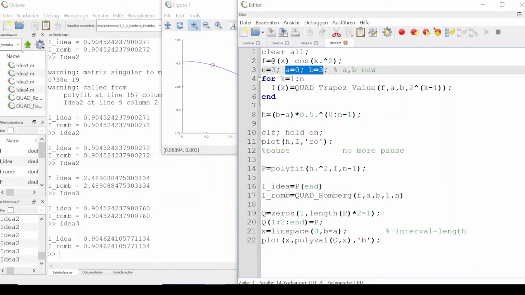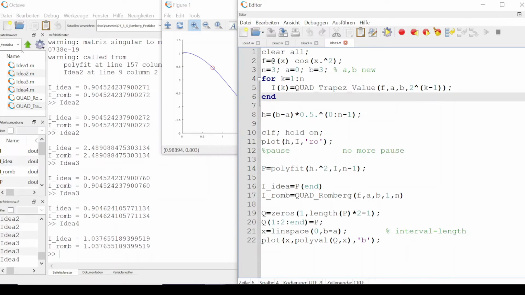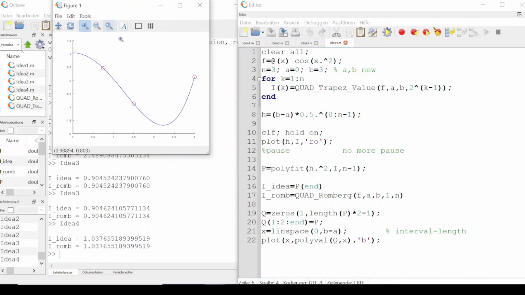Okay, to be even more convincing, I modified it here. Let's play around with the interval. It can also be the interval 0 to 3 or 1 to 5 or whatever. And then let's remove the pause. Here I also have to adapt to the interval length. So let's run that code, and we see the following.